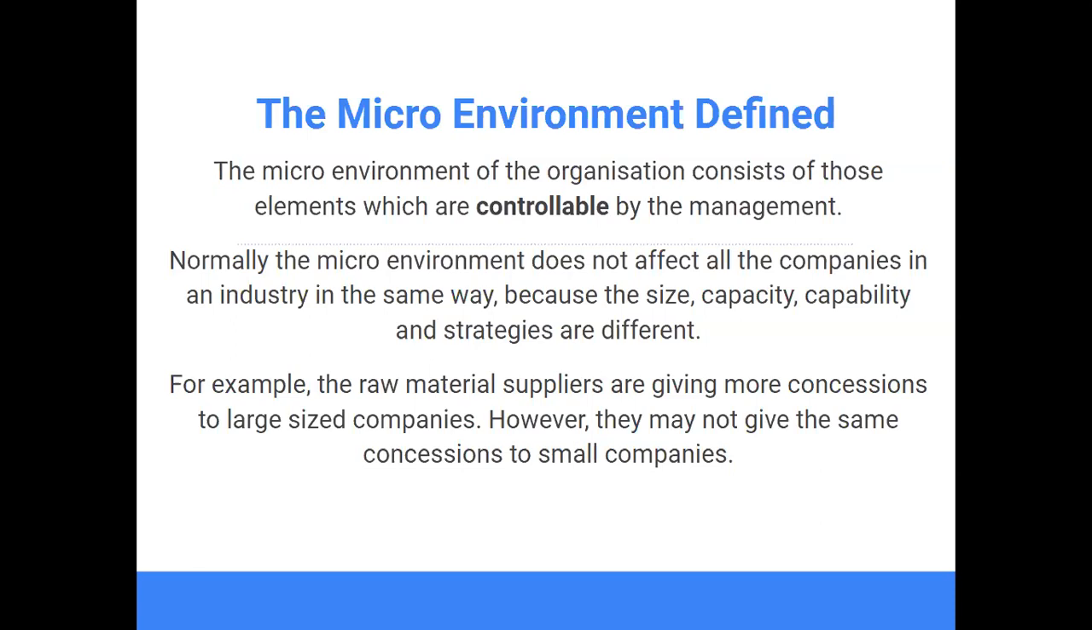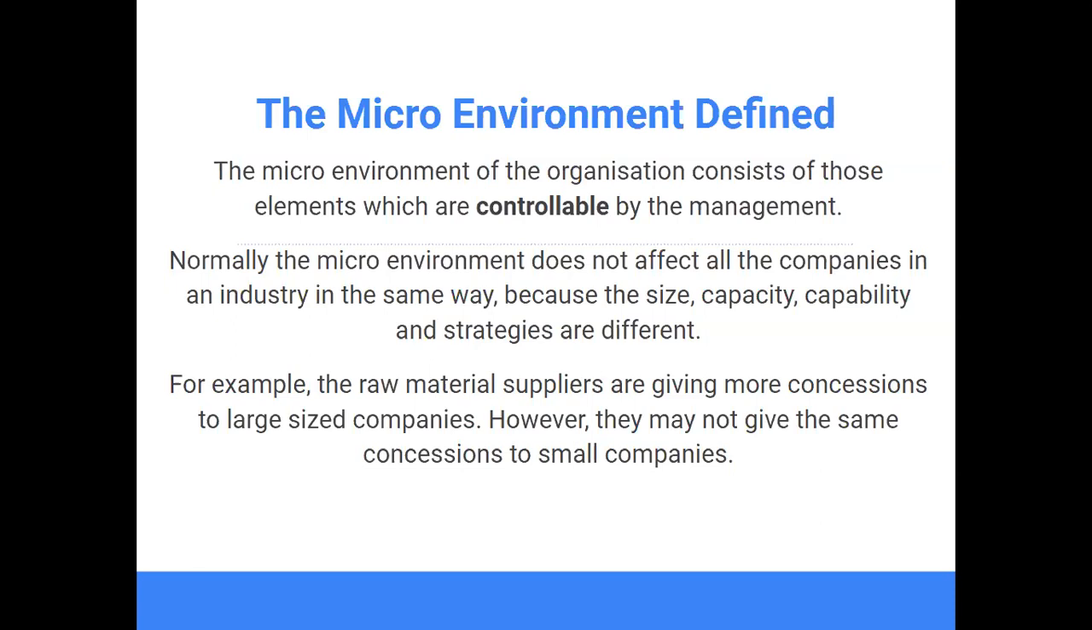For example, the price of electricity goes up or the price of electricity goes down. That would impact on all organizations in the same way. Whereas with the micro environment, the elements can impact organizations in very different ways. So a nice example there is a raw material supplier might give more concessions to a large size company, and they may not give those same concessions to small companies.